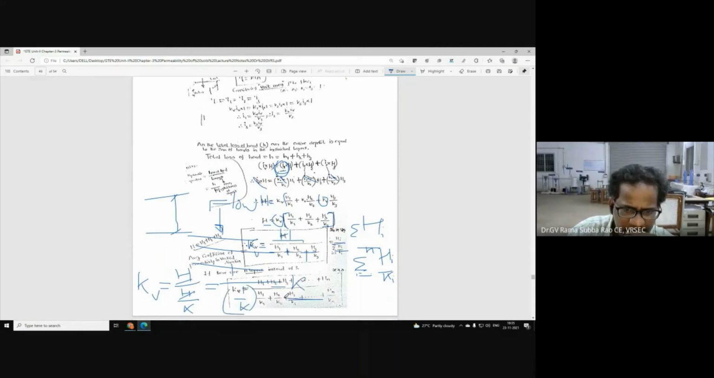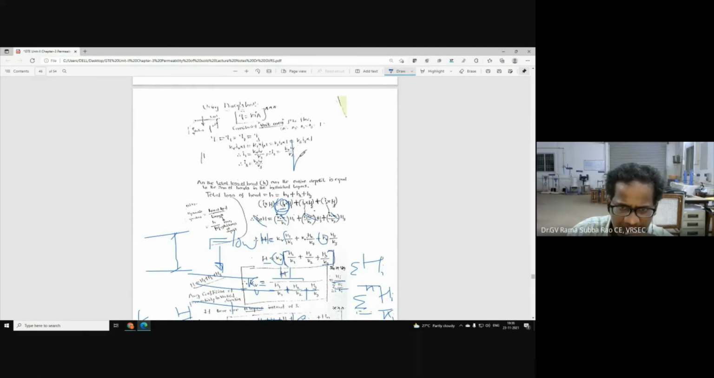So that means you see there is no confusion here. Whenever you come across understanding KV, the coefficient of permeability in the vertical direction, always have a look at H by K. So H by K will become K if it is one layer. If we have N layers, H1 by K1 plus H2 by K2, like that we can extend it. One can extend this formula up to N layers. That's what we have discussed.